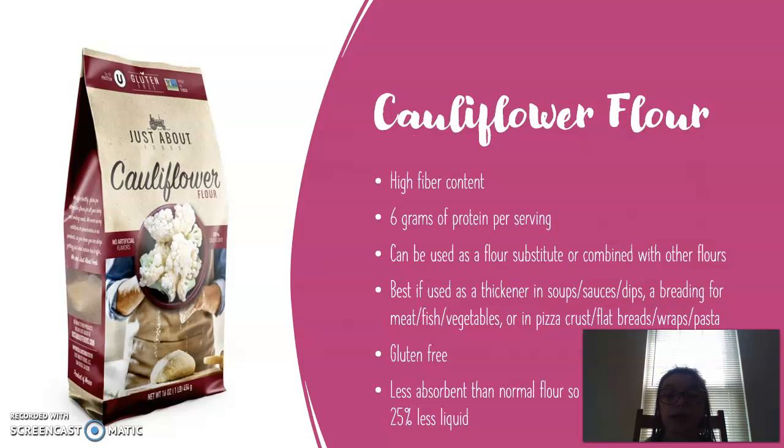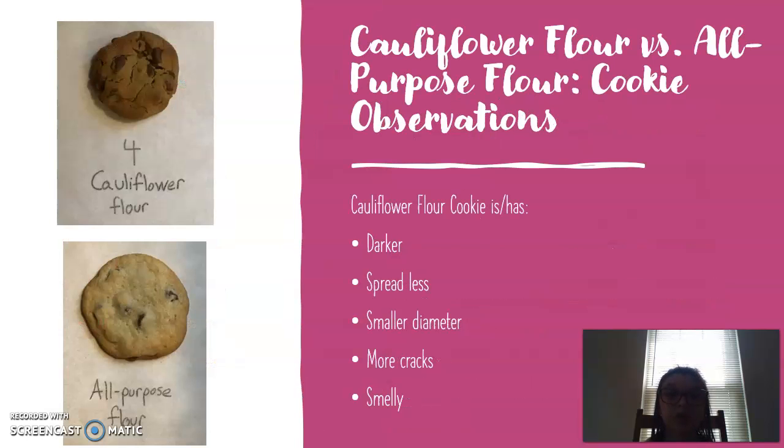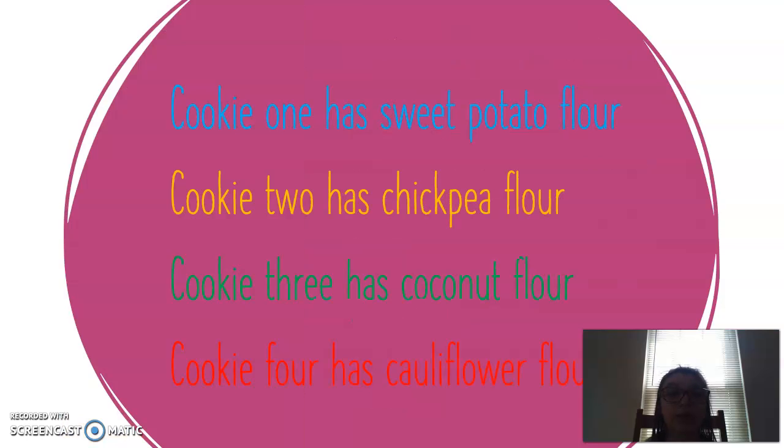It is gluten-free and it is less absorbent than normal flour, so it is recommended to use 25% liquid in your dough or batter for the ideal baked good. The cauliflower flour cookie was darker, it spread less, it had a smaller diameter, it had more cracks, and it smelled very bad.